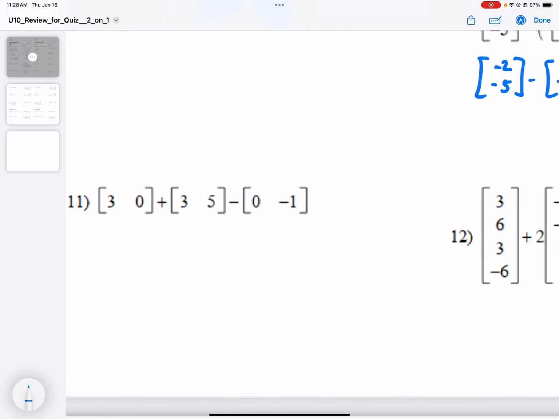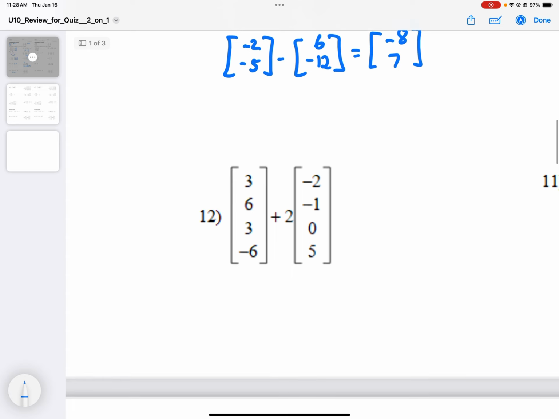Number 11, just straight down, we got a 1 by 2, 1 by 2, 1 by 2, so we're good. So 3 plus 3 minus 0 is 6. For the second, 0 plus 5 minus -1 is also 6. So there we go.